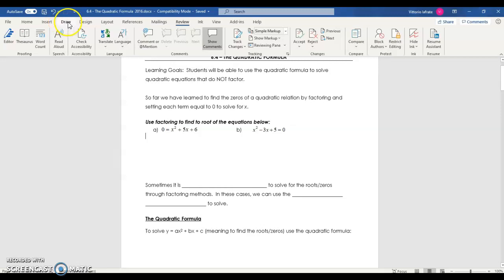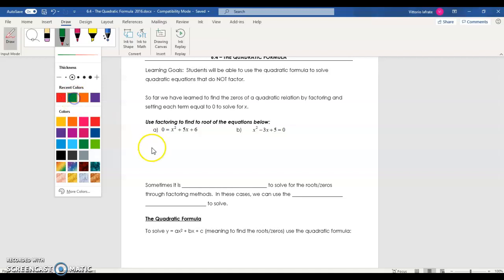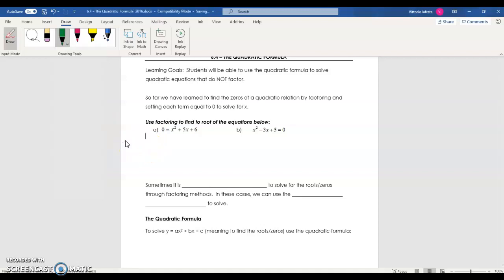So let's get our ink ready to go. We're going to try to solve for A using our factoring method. So we have 0, and I'm going to go through this one quickly because you already know how to factor, and if you don't, you can go back and take a look at our video lessons. Open your brackets up here, find two numbers whose product gives you 6, and when you add them up gives you 5.